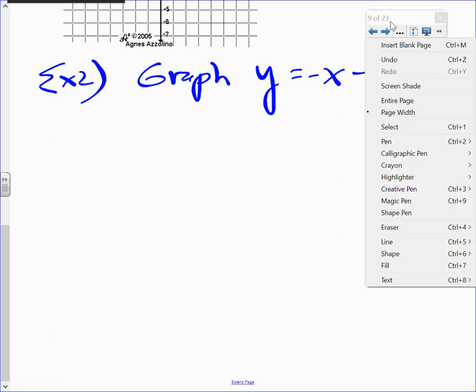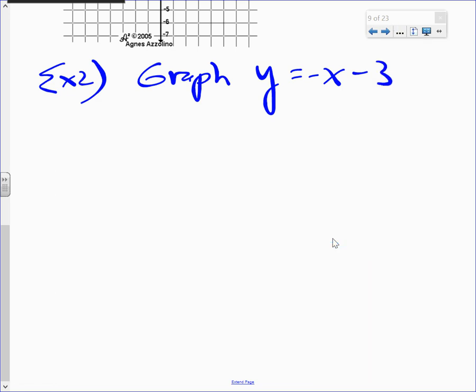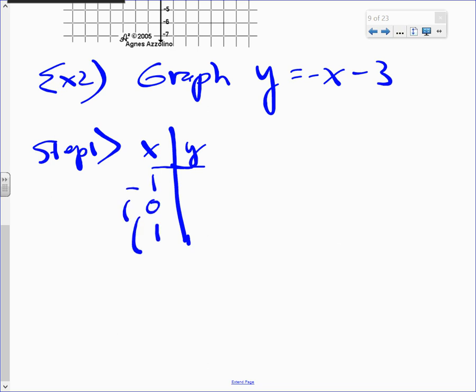Step 1. Table values, step 1. There we go. You get to pick any x values you want. You want to pick your favorite number, knock yourself out. You want to pick some fractions, knock yourself out. My suggestion is make life easy for yourself. I like a negative 1, a 0, and a 1. That kind of gets the job done. There's step 1.